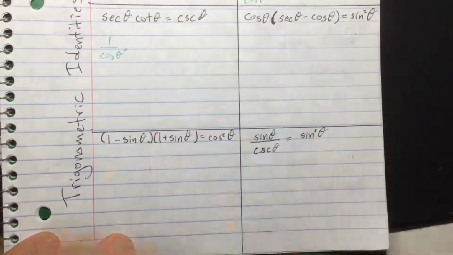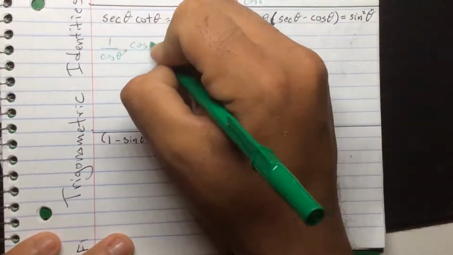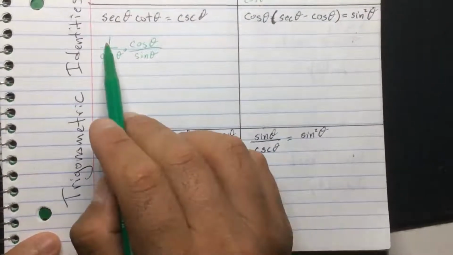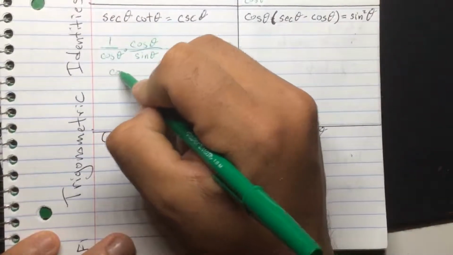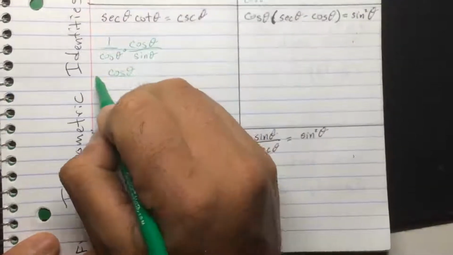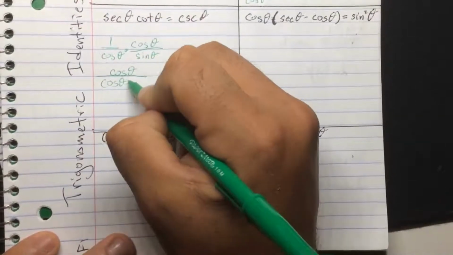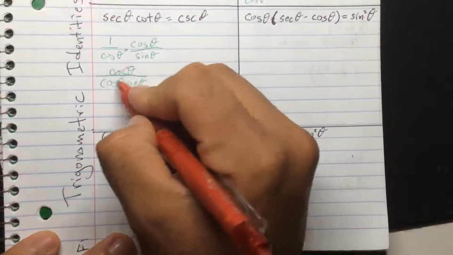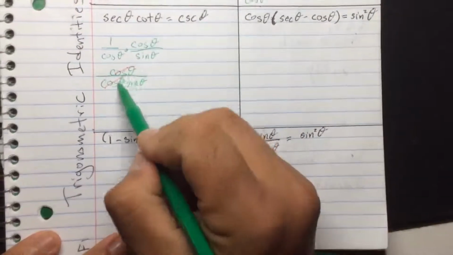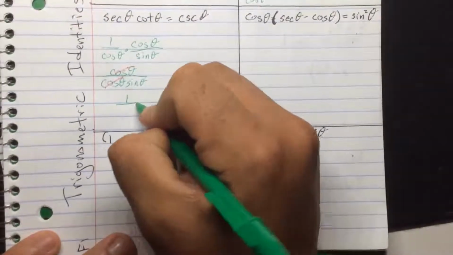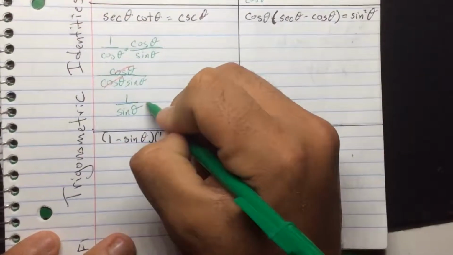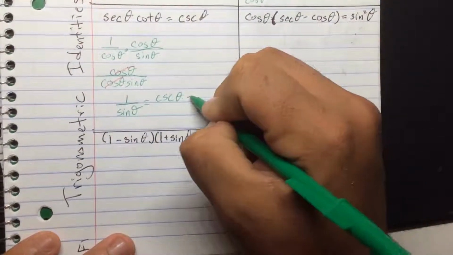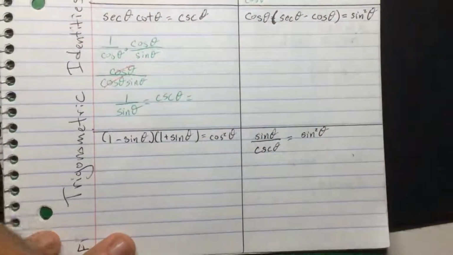And cotangent theta, if we look on the top again, is equal to cosine theta over sine theta. So we can do 1 times cosine theta, which is cosine theta, and then cosine theta times sine theta, which is cosine theta sine theta. Right away you can see that we can simplify these. These will divide to 1, leaving us with just 1 over sine theta, which is indeed equal to cosecant theta.